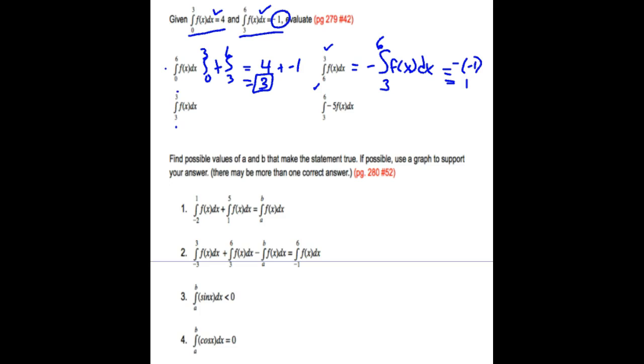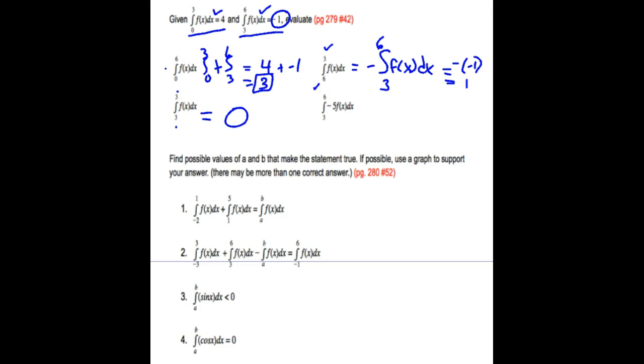How about if I go from 3 to 3? Well, that's 0 because there's no dx in that case. Graphically, you're trying to integrate with no width. You have a graph that doesn't open, so there's no area.